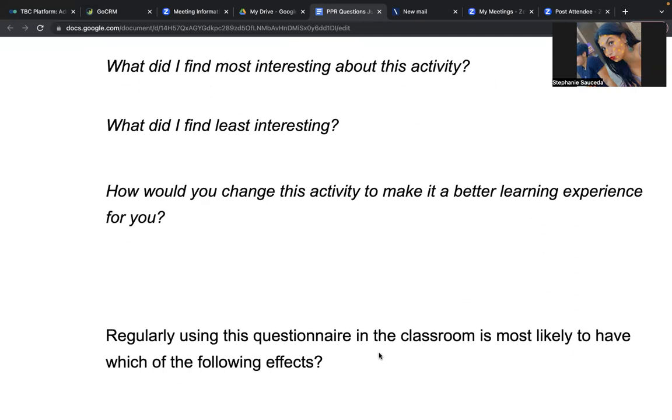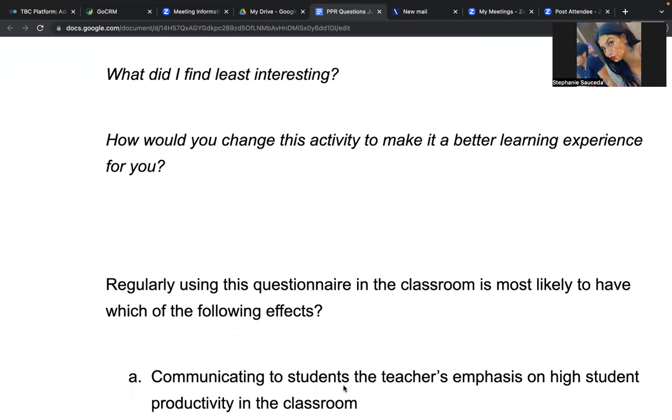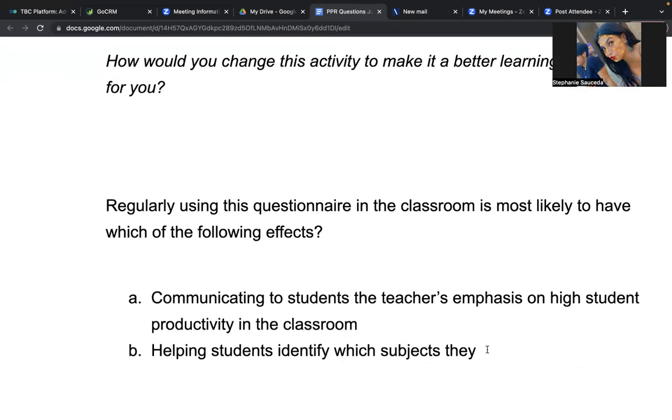Regularly using this questionnaire in the classroom is most likely to have which of the following effects? I haven't finished typing out the answer choices, but I'm going to finish it right this second. So somebody read for me as I finish typing out the answer choices for us today.